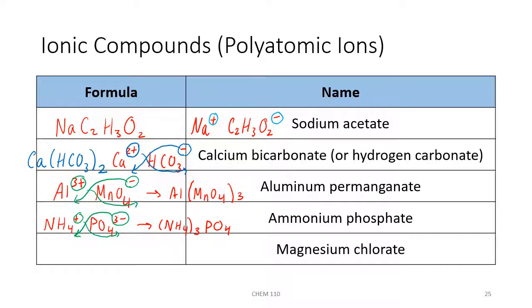Magnesium chlorate. Magnesium forms a +2 charge. Chlorate is a polyatomic ion, ClO3-. When we do our cross, 2 after the chlorate, and 1 after the magnesium. This would be MgClO3, but the ClO3 has to be in parentheses with a 2 on the outside.